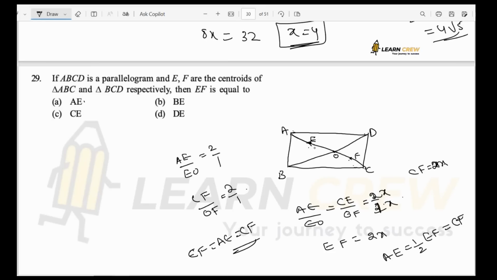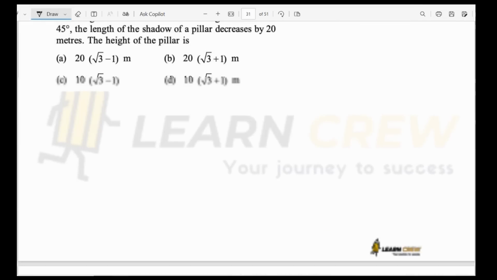This distance is nothing but, see, this is two parts. This is one part. So this sum would be how many parts? Two parts. Two parts is either AE or CF. Which option do you have? You have AE. So the answer is AE. The answer can be AE or CF.